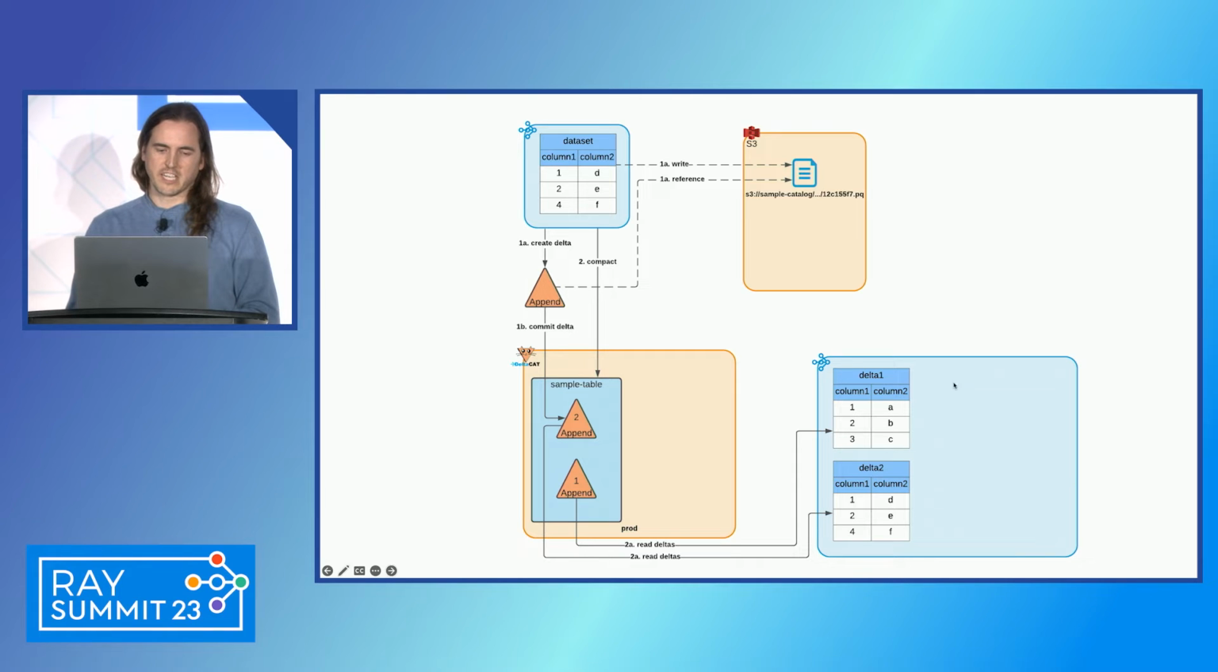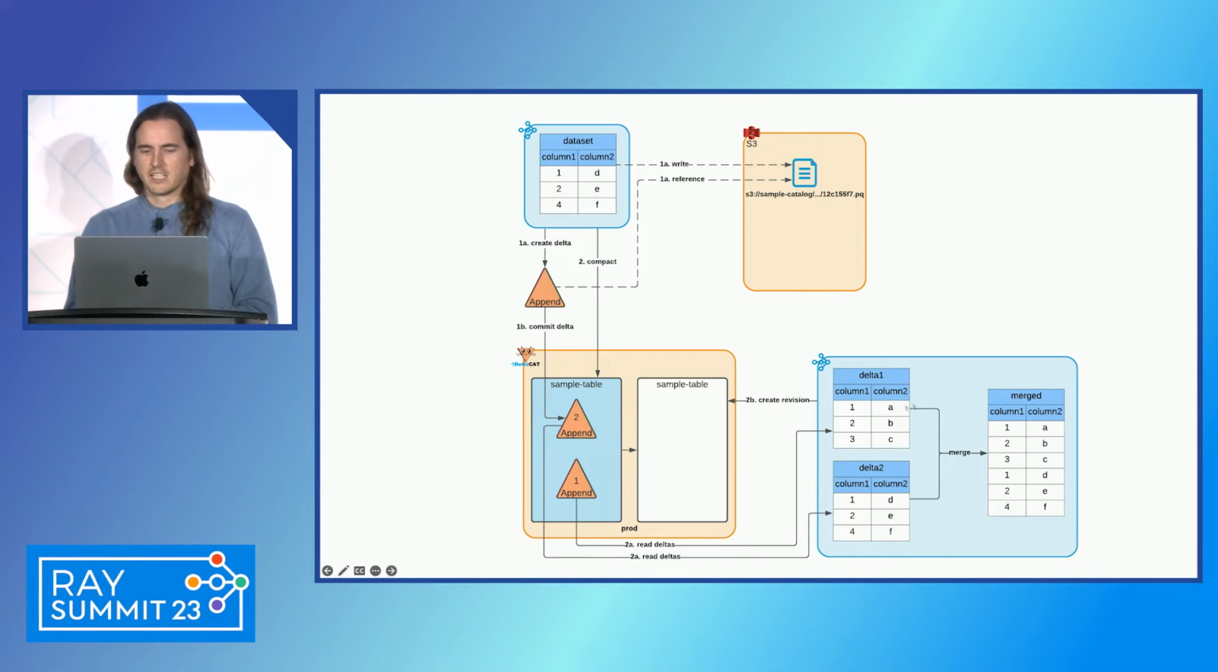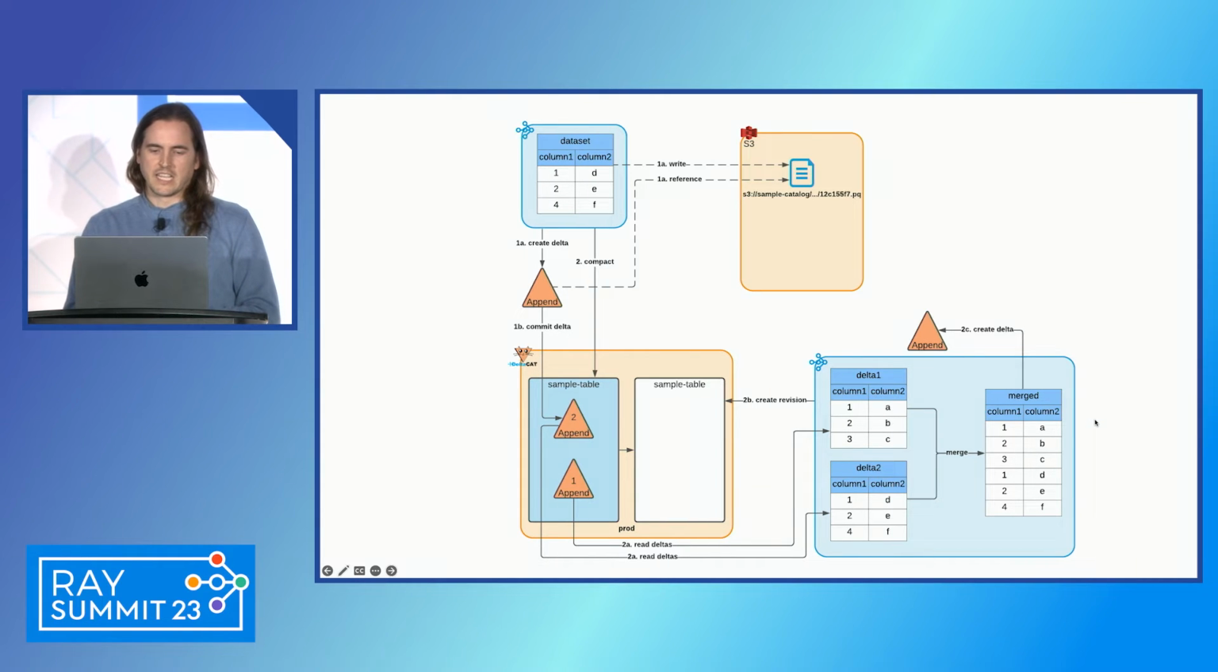That's going to launch another Ray cluster, which is going to read both of those deltas, the contents of the pandas data frames we saw earlier. It's going to create a new revision of the table. It's going to store the results of compaction, and it's going to simply concatenate the two in this case. Pretty straightforward. And the concatenated result is going to go into a new delta.